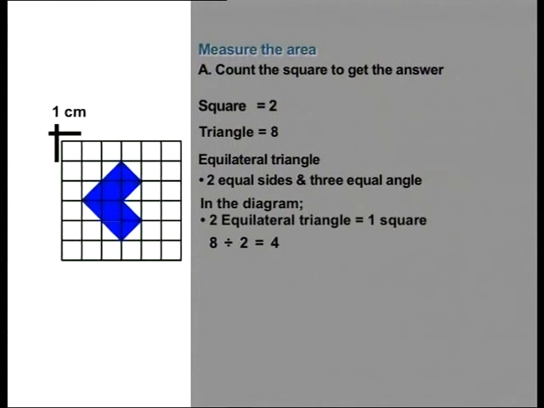Now, let's add up the centimeter squares. 2 centimeter square plus 4 centimeter square equals 6 centimeter square. The shape has an area of 6 centimeter square. The answer is 6 centimeter square.